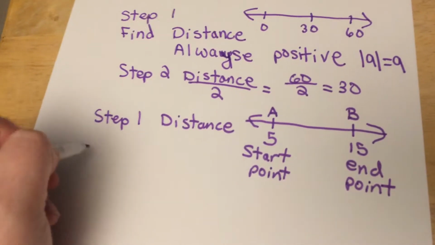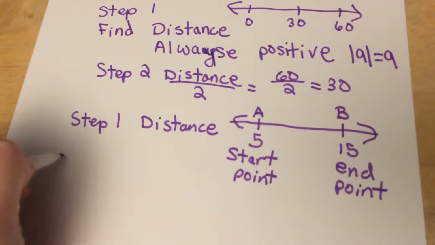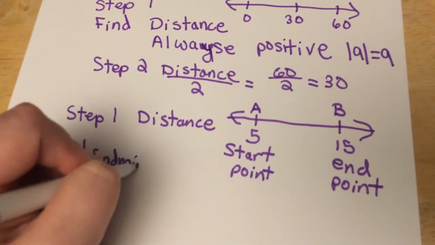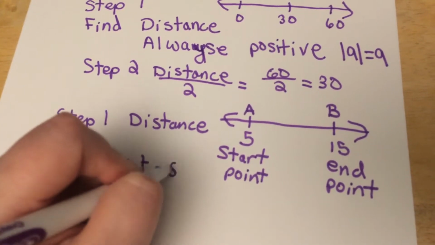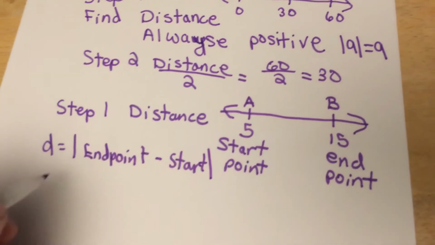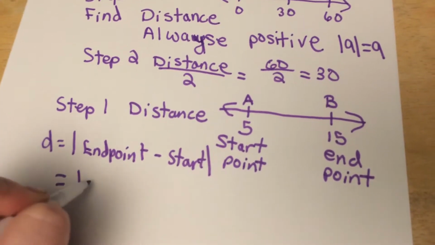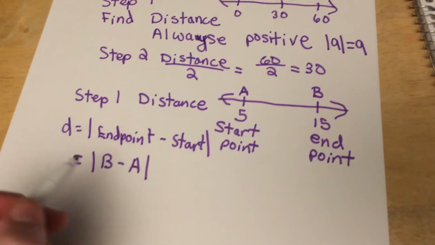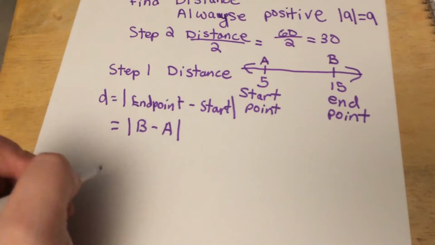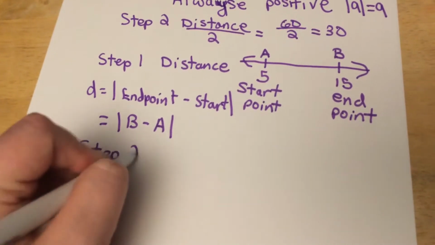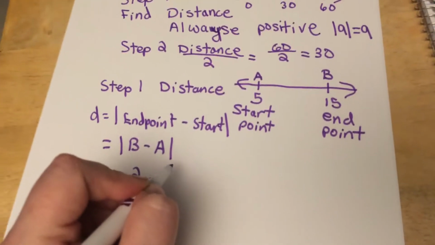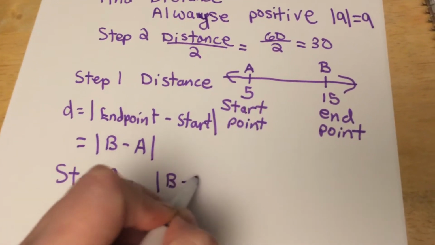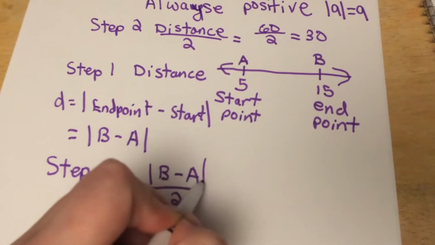Then we said, let's create a formula for distance. So D is equal to our end point minus our start. Instead of using words, we used our letters, so we did B minus A. That's how we got our distance formula, and that's one of the formulas that we need to know for the class. Step 2 was we took our distance and divided by 2, like up here. Formula-wise, it was the absolute value of B minus A, divided by 2.